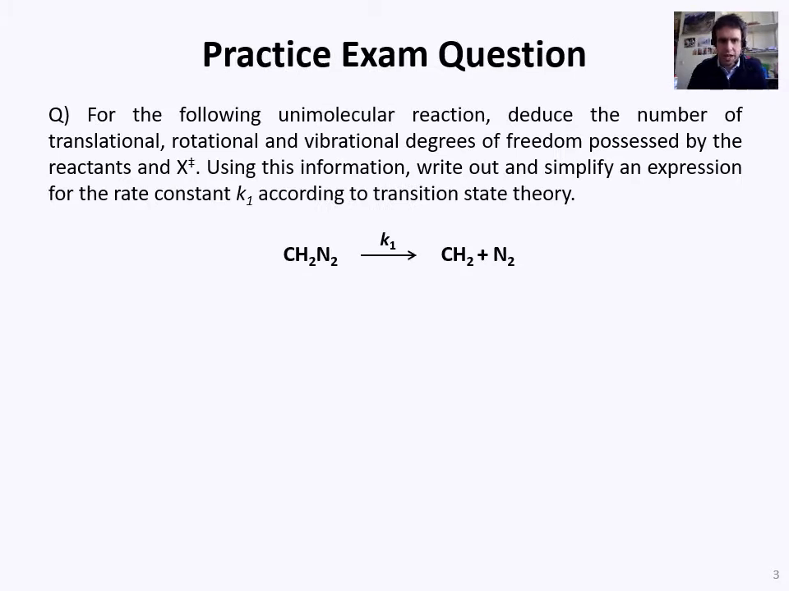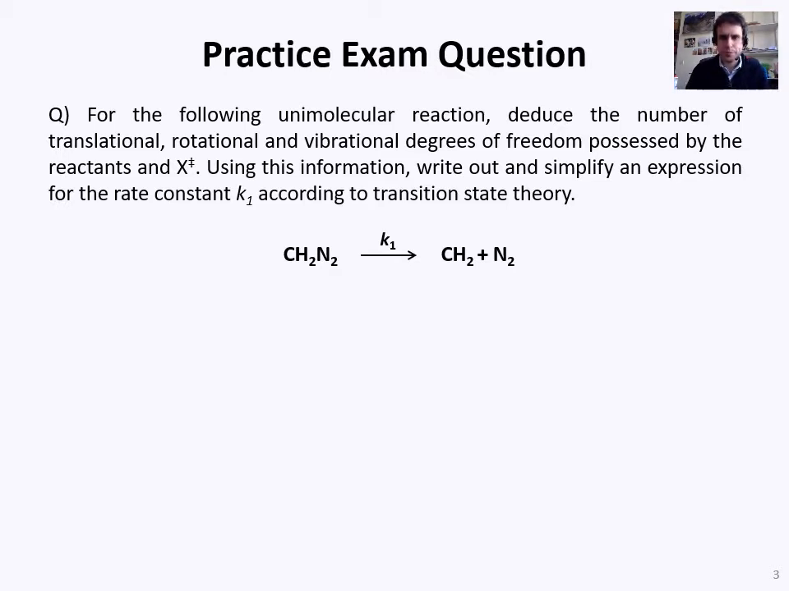The first thing, however, I want to do is give you practice of actually doing that, and I'm going to go through this written on the slide. So we've got a practical exam question here. It says for the following unimolecular reaction, you've got to figure out the number of degrees of freedom, write out the partition functions for it, and then write out an Eyring equation on the basis of that, and simplify it down. That's pretty straightforward to do, and I'm going to talk you through how to do that on the next slide.